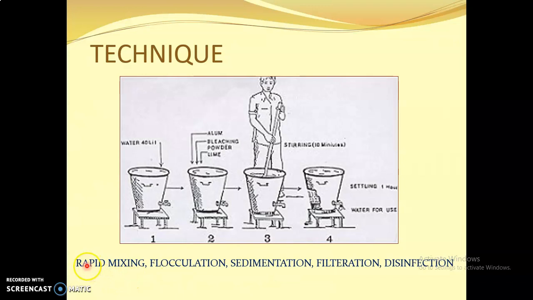So the Nalgonda technique of defluoridation, the steps are 5 in number. It starts with rapid mixing of alum, lime, and water. It results in formation of floccules by a process called flocculation. Those heavier form precipitates and sediment below, which is called sedimentation. And this water is passed through a filtering media, and that is filtration. And finally, it is disinfected by adding bleaching powder.